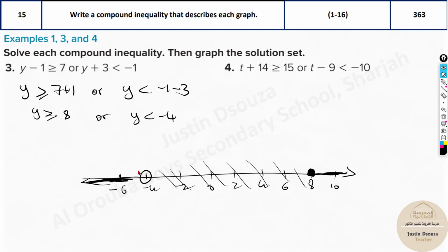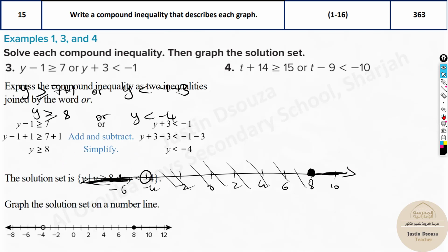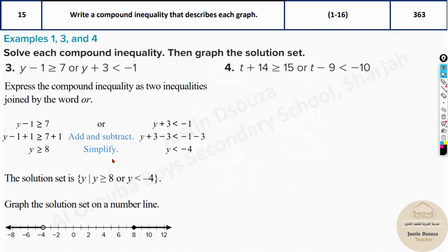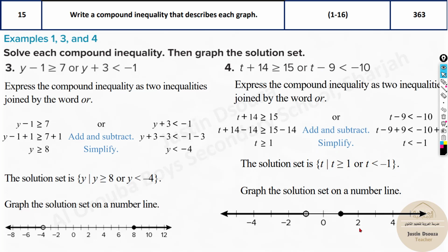y is less than negative 4 is one part of the solution, or y is greater than 8. That's it. There are two separate things. You don't write them together. They're separate. You should write OR, and this is the answer. Same way over here, you will get two separate answers. You write OR to differentiate them, and when you graph it, it will be like this. This is how we solve them.